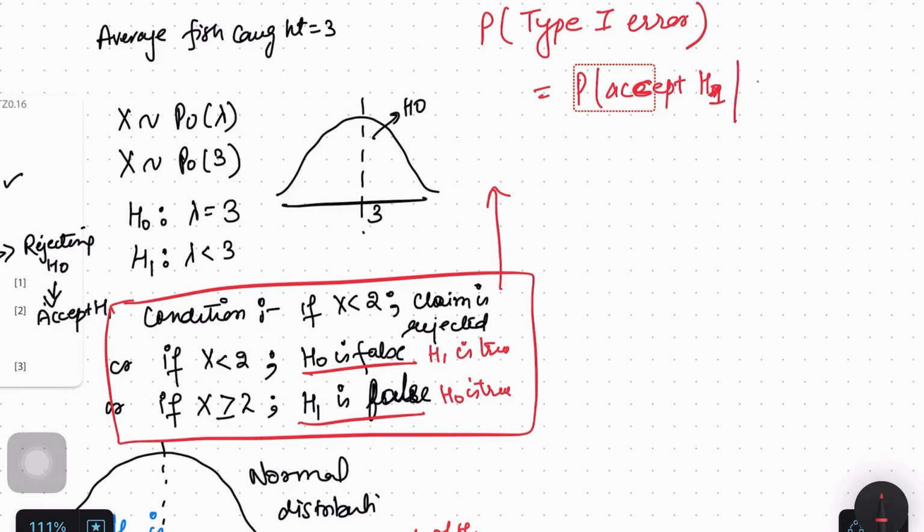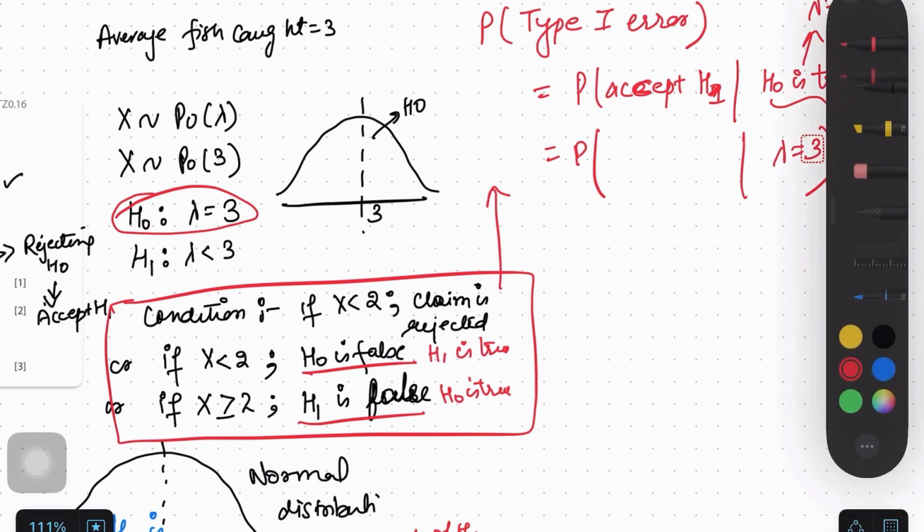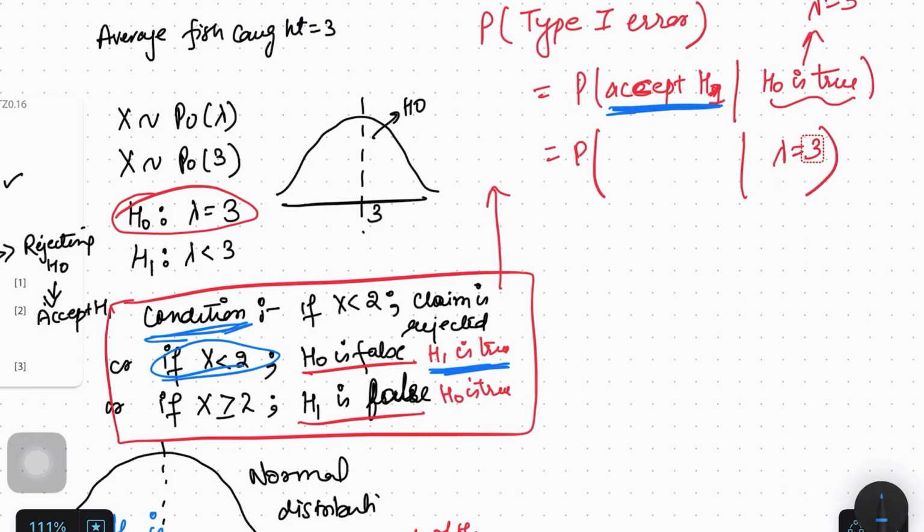So rejecting Emily's claim, rejecting her claim, that means rejecting H0. Rejecting H0 means accepting H1. I always suggest that whatever is the condition, first you just copy paste that. So the condition is if X is less than 2, then the claim is rejected.